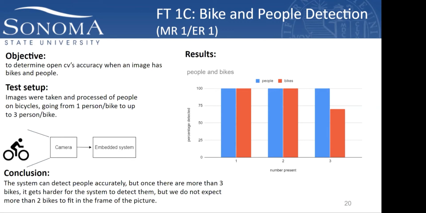But with this, once we got to 3 people and 3 bikes, we were only able to detect 2 of the bikes, but all 3 people. But this is not much of an issue for our purposes because with the size of the trail we are looking at, we do not expect there to be more than 2 bikes in the frame of the picture.